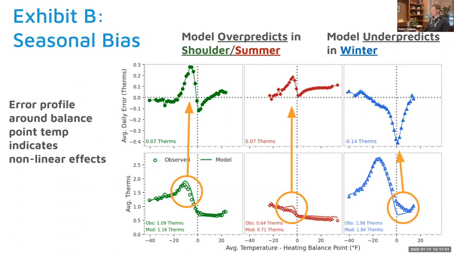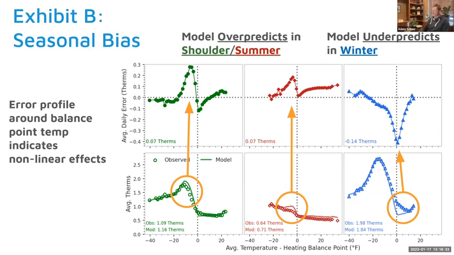The top panels are the error profiles of the models. In the winter, I'm just blowing up the difference between these two curves, the model and the observed. Overall, I'm under predicting in the winter, and over predicting in the summer and in the shoulder. This error profile is the result of a non-linear, more gradual onset of cooling or of heating in the winter, and a more gradual onset elsewhere throughout the year, that we're trying to match with linear terms that just don't quite fit.